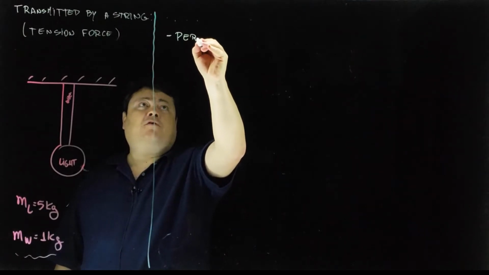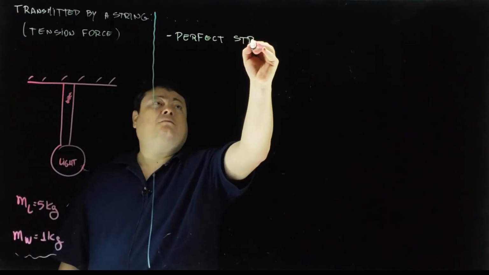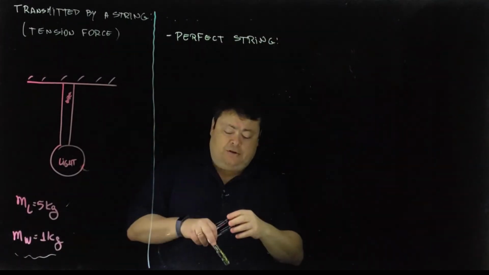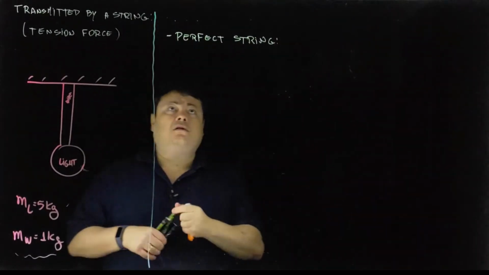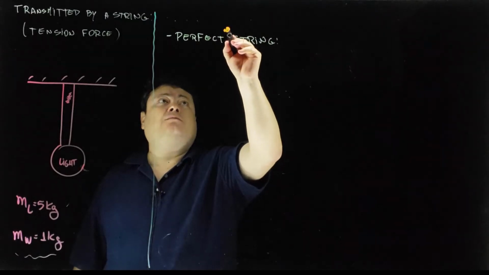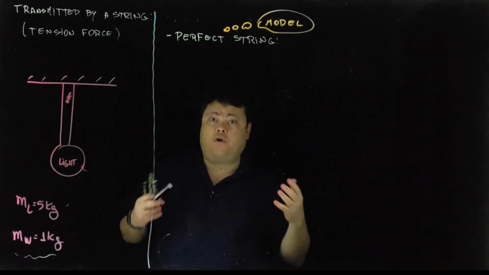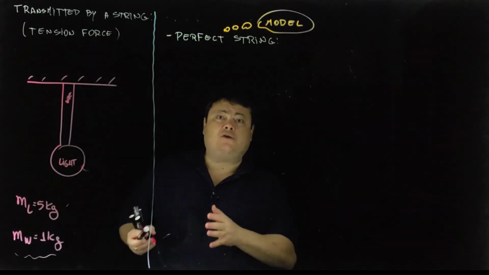So, perfect string. And every time I use the word perfect, I actually mean then that this is a model. Model is something that I am simplifying. I'm getting a real situation and simplifying, making some assumptions.